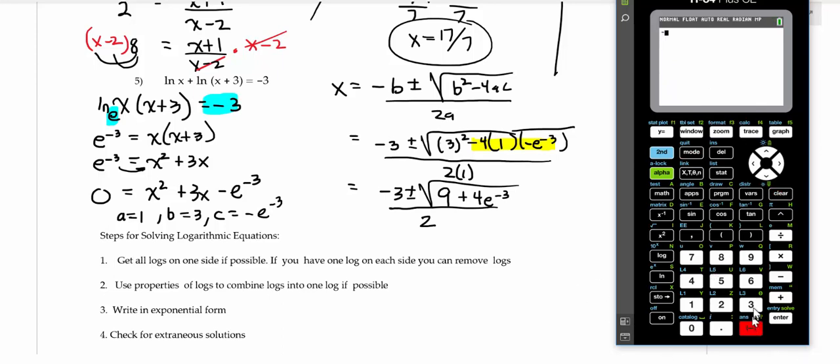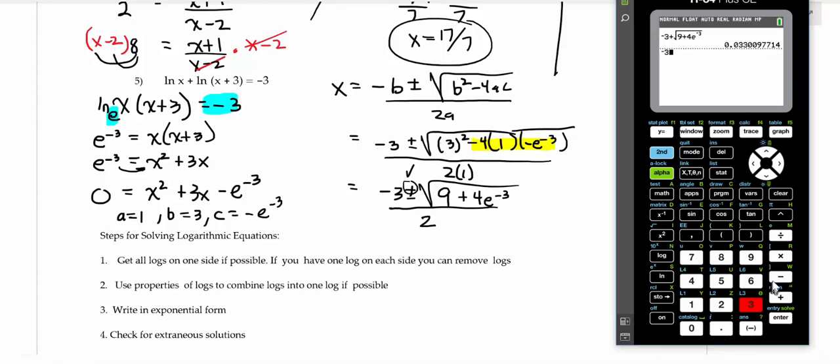So I'm going to do negative 3 plus, and you can just watch what I'm doing. You don't have to do this unless you want to. I'm going to do negative 3 plus the square root of 9 plus 4e raised to the negative 3, and I'm just going to see if I get a positive answer or a negative. I'm going to get a positive answer on that. So that means the plus one, that one's okay. All right, and then let's just try the other one.